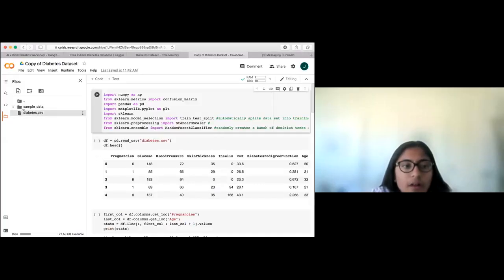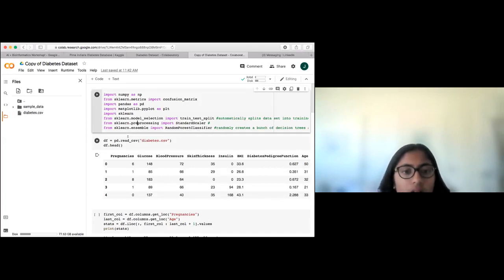I need to find it. Okay, so I found it and mine is called diabetes.csv. As long as you didn't change the name of yours, it should be the same as mine. Then I just press upload and it says the files will get discarded when the runtime is recycled. So just press OK to that. And then your file basically gets uploaded.